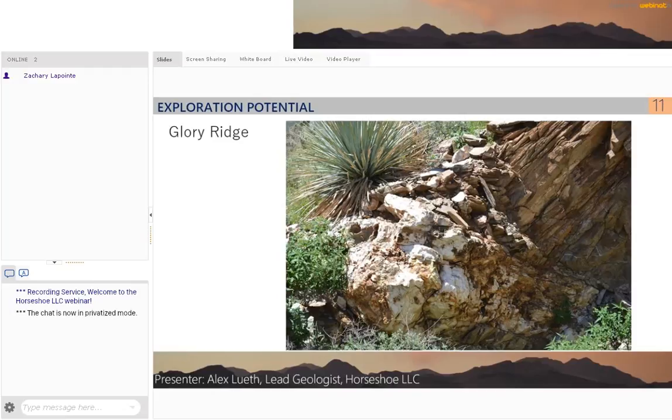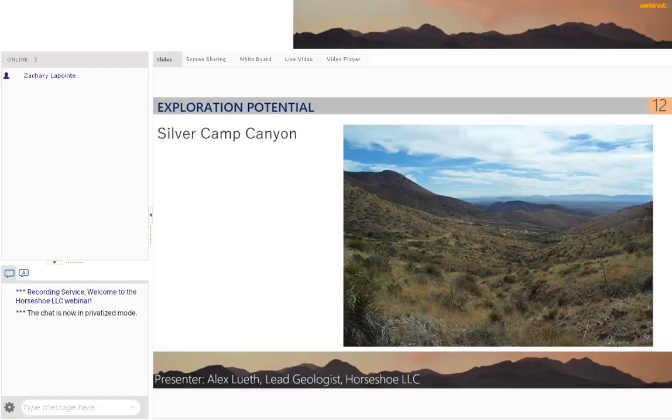This is one of the veins on the Glory Ridge area. This is one of the larger veins, but there are at least 3 others that intersect this vein. Silver Camp Canyon is an area with high-grade silver mineralization as well as high-grade gold mineralization, and it may represent some large bulk mining targets.